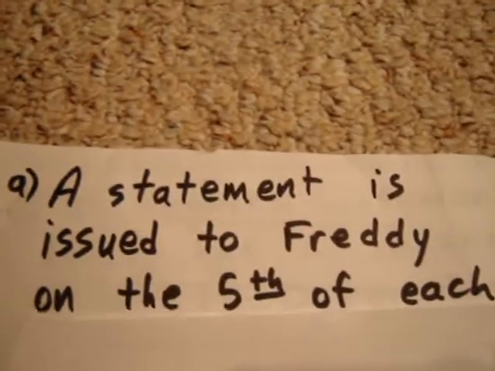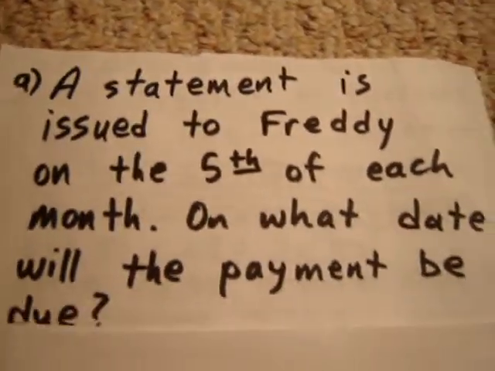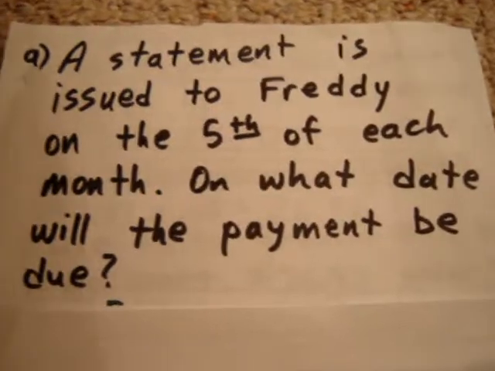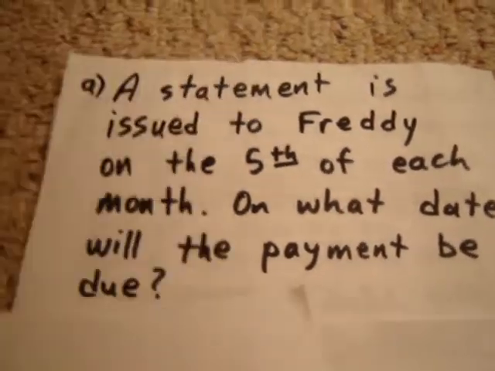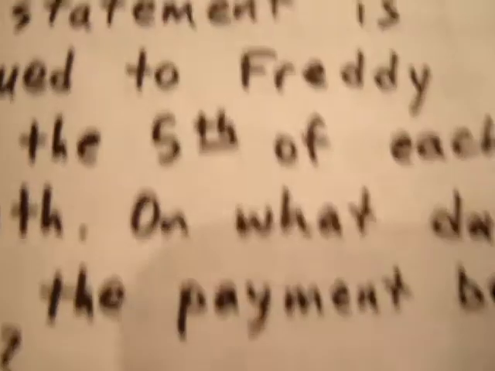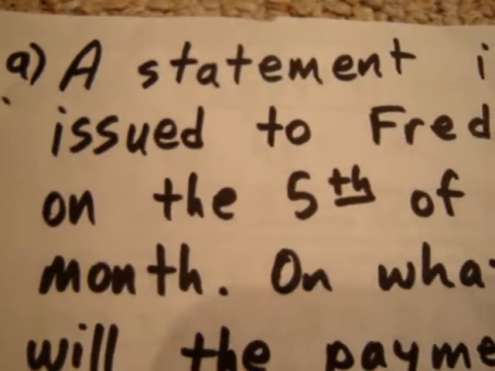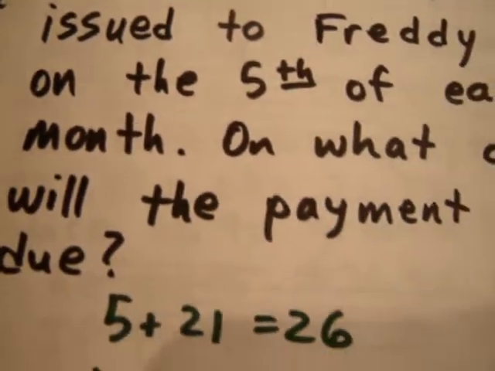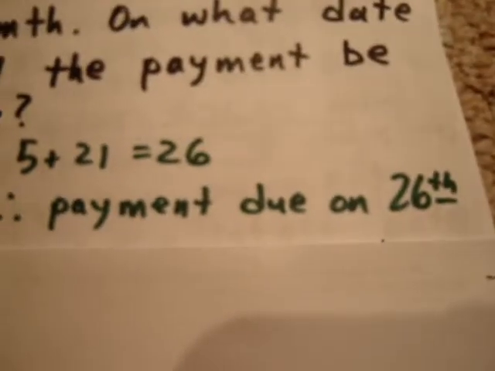Okay, well, let's proceed with the question. The question says that the statement is issued to Freddie on the 5th of each month. We want to know on what date the payment will be due. Well, we see that he's got a grace period of 21 days. So since his grace period is 21 days and the statement is issued on the 5th, he doesn't have to actually pay until the 26th of the month.